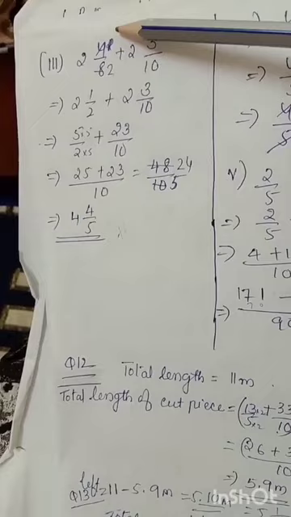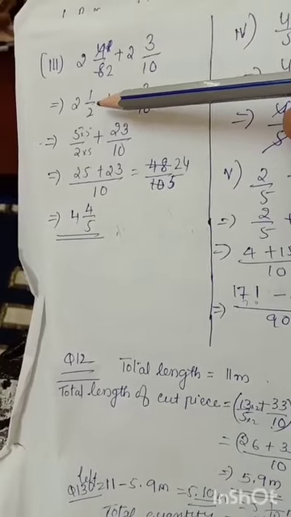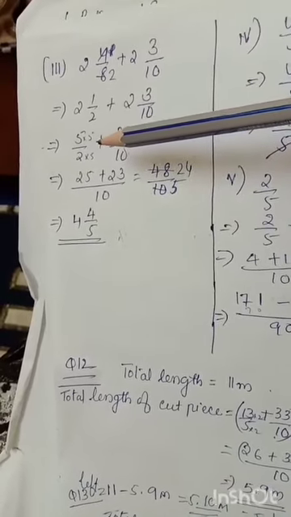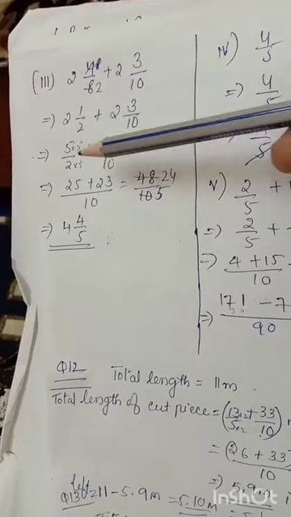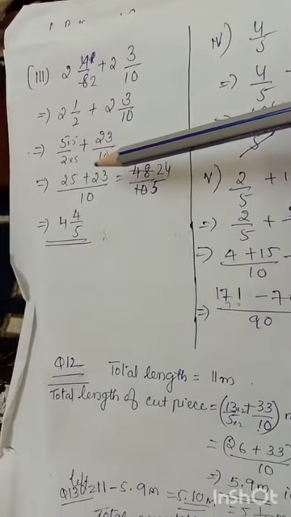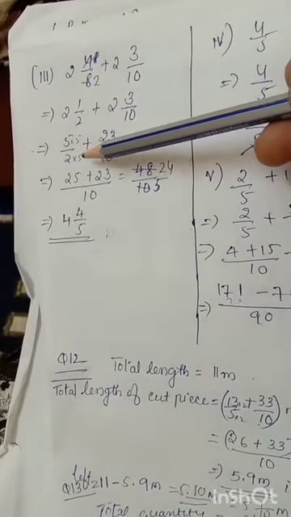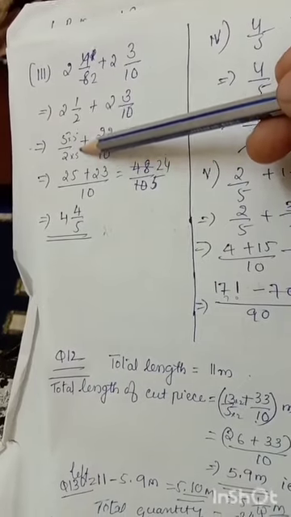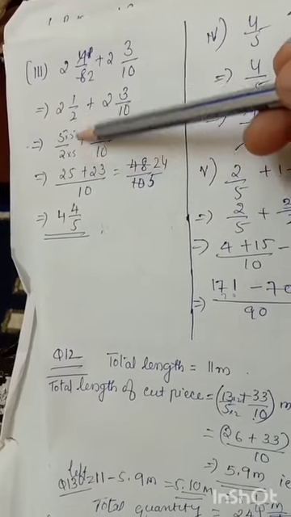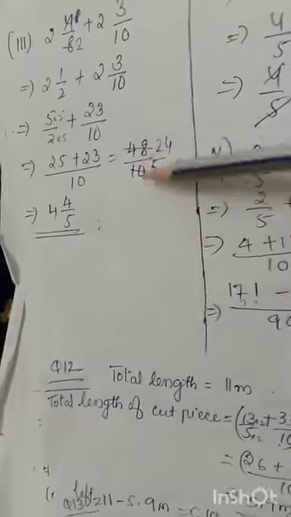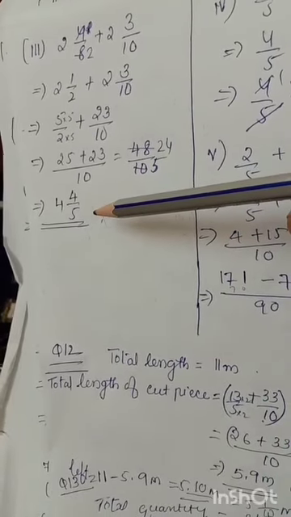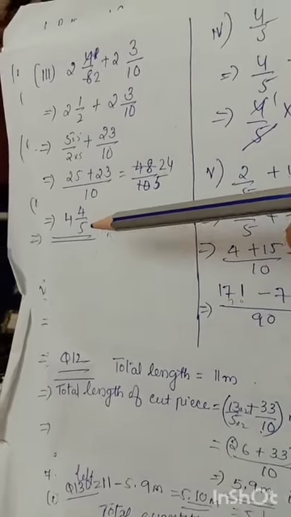Here also make it the simplest fraction. After that convert into improper fraction. Here I took the common multiple 10, and here also I made 10 by multiplying 5 up and down. Clear, children?